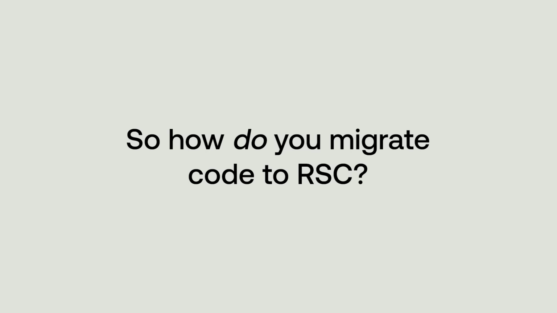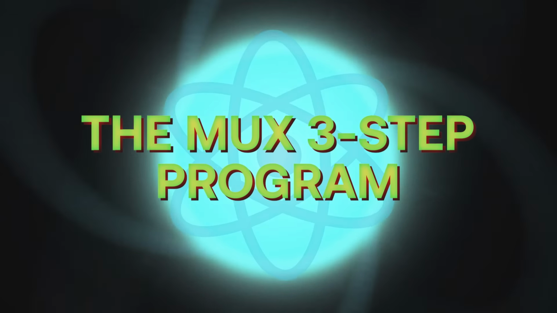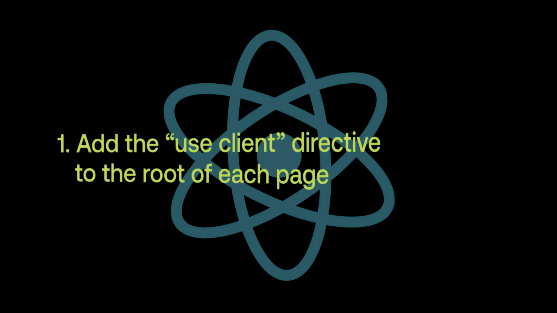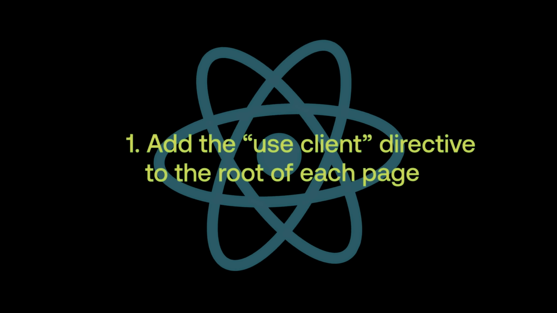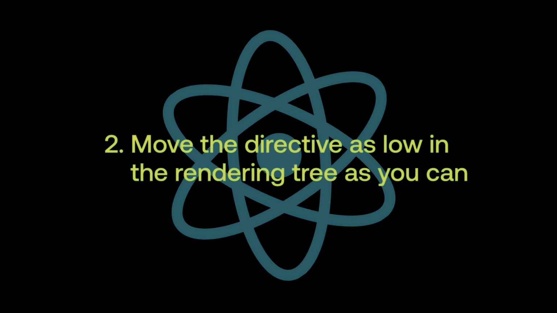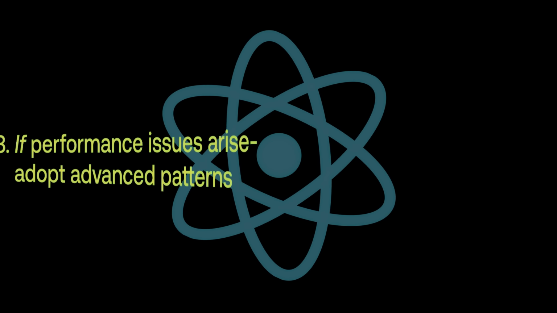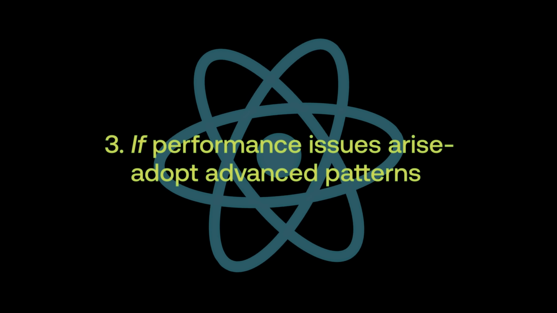I know it's easy to feel overwhelmed by React Server Components. Believe me, we were there too. But I think our 3-step program can help with that. Here's how it looks. First, add the use client directive to the root of each page. Next, move the directive as low in the rendering tree as you can. And finally, if performance issues arise, adopt advanced patterns. Let's take a look at a few examples.